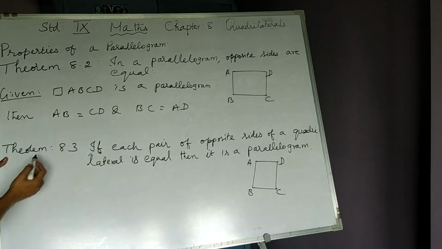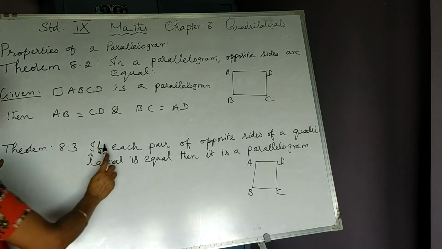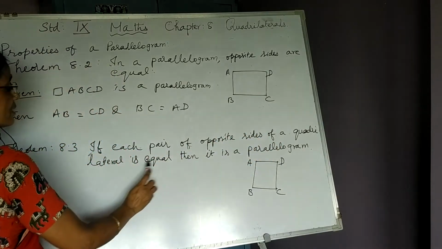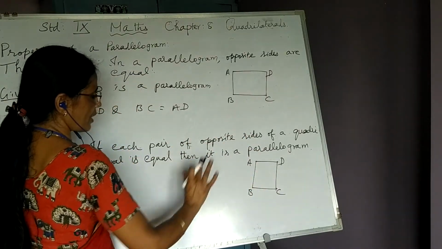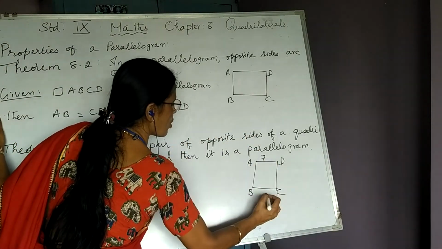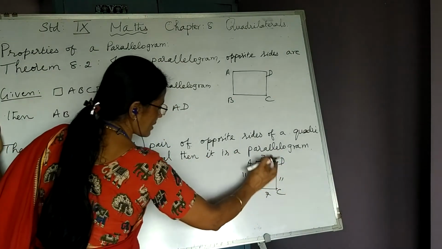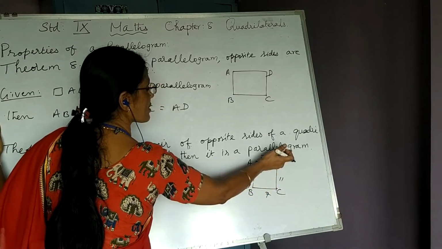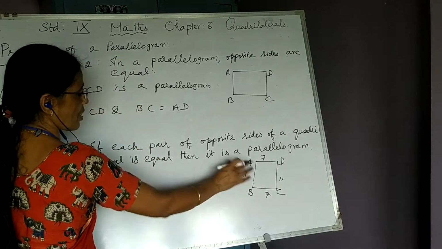Then theorem 8.3, this also has no proof. We are going to understand its meaning. If each pair of opposite sides of a quadrilateral is equal. So it is a quadrilateral, right? In this quadrilateral, you have opposite sides are equal. It is given like this. Because opposite sides are equal, we can conclude what type of quadrilateral it is. It is a parallelogram, right? Numbers I have taken only for example.